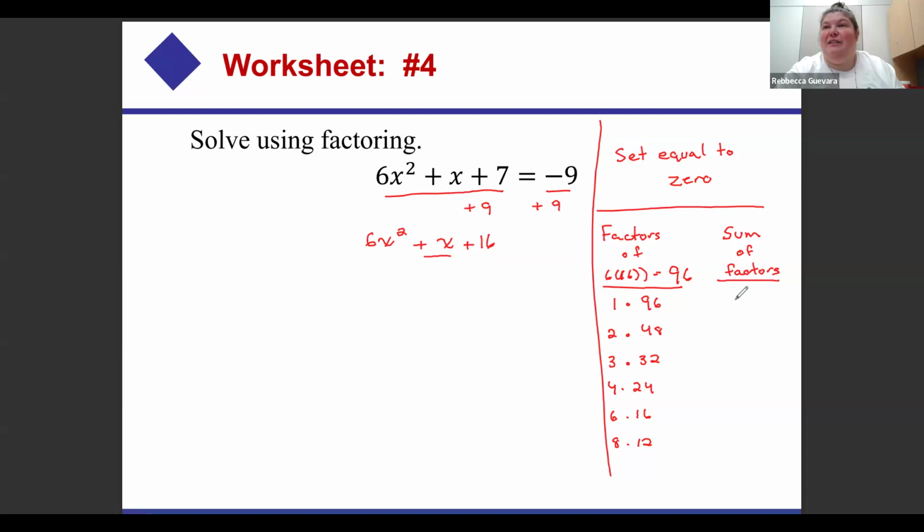What we'd have is, if we add those together, they sum to 97, or these two, 2 and 48, sum to 50, 3 and 32 sum to 35, 4 and 24 sum to 28, 6 and 16 sum to 24, 12 and 8 sum to 20. So we're seeing in no way are we going to get that positive 1. So this one does not factor, at least the way we understand it.